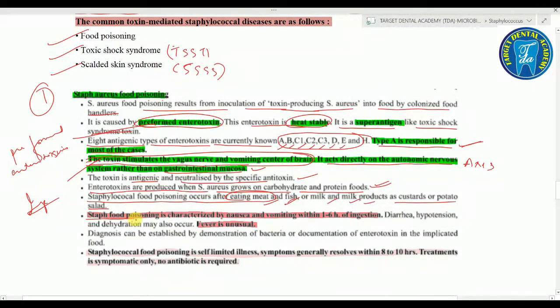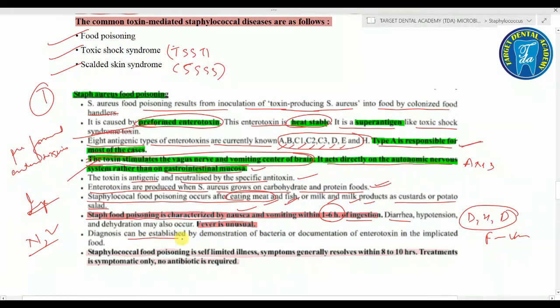Staphylococcus aureus food poisoning is characterized by nausea and vomiting within 1 to 6 hours of ingestion. Diarrhea, hypotension and dehydration may also occur. In this, fever is unusual.